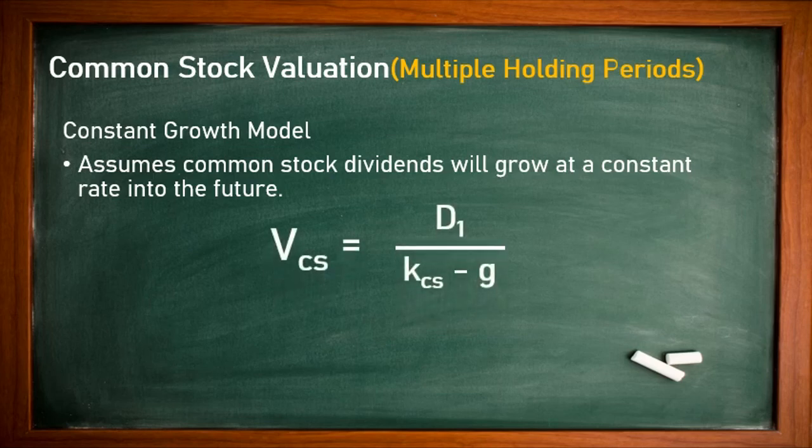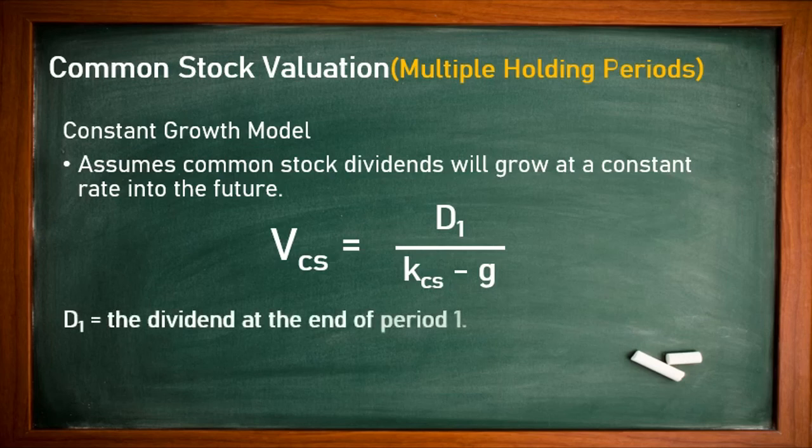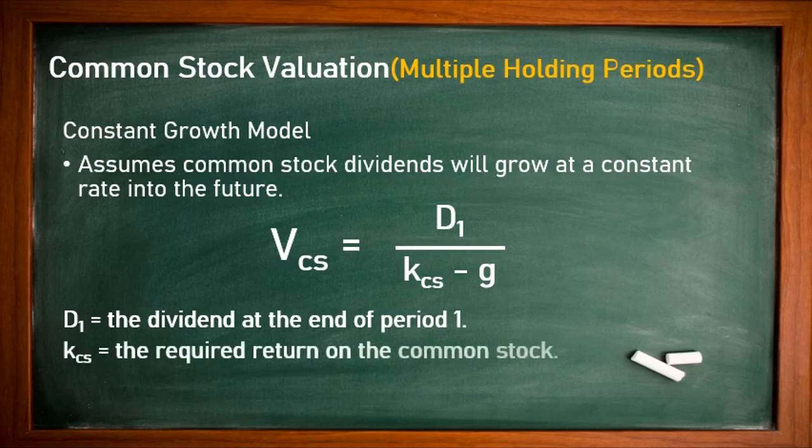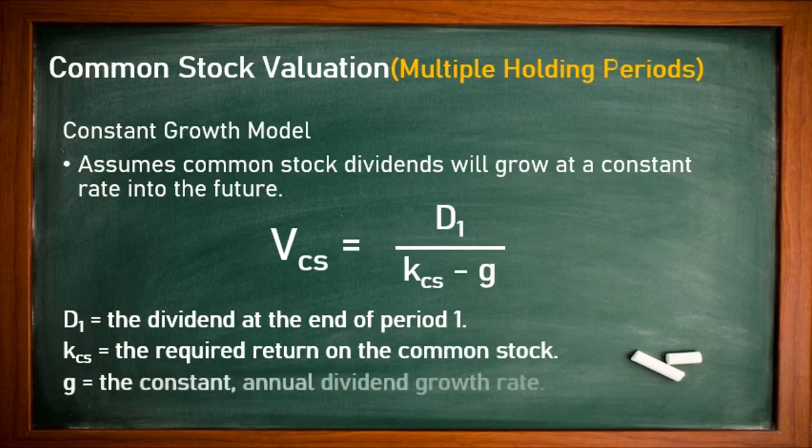Let's put the formula VCS is equal to D1 upon KCS minus G as well. Here we are going to include the G value. G is reflecting what? I will explain here. D1, the dividend at the end of the period, I already explained in the previous formula. KCS, the required rate of return on common stock, you know it. G is equal to the constant annual dividend growth rate. This is a new thing that we brought here. So we need to solve it as practice.